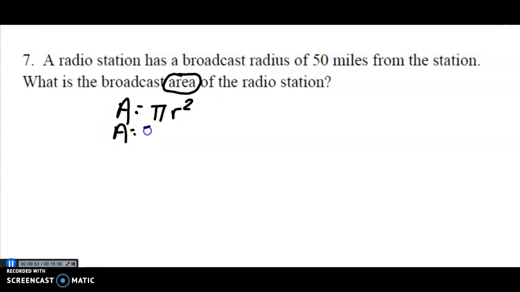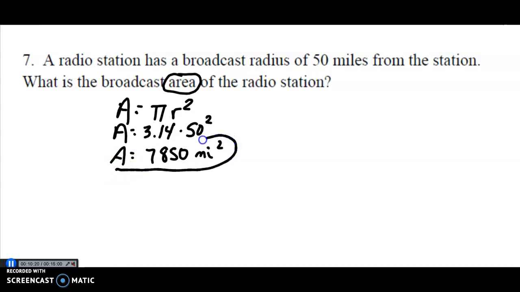So we just have to plug in our numbers. Area equals 3.14 times 50 squared. We plug that into our calculator, and we get 7,850. The label was in miles, and they would be square miles, because what we're calculating is how many little squares of miles this broadcast will cover, and that is the answer to number 7.